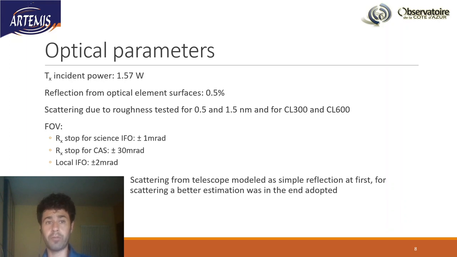The amount of power was calculated for two positions in the system: at the RX stop with two different fields of view, the one of the interferometer, which is 1 milliradian, and the one of the CAS, which is 30 milliradians. And the field of view at the pupil for the local interferometer is 2 milliradians.